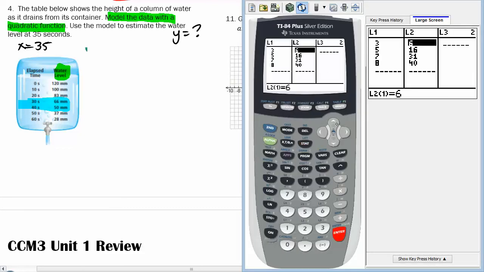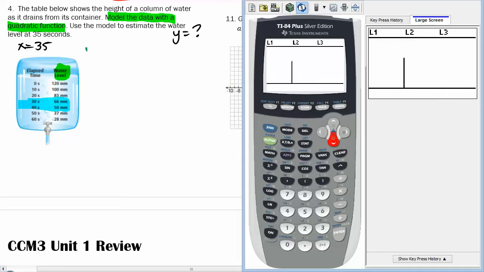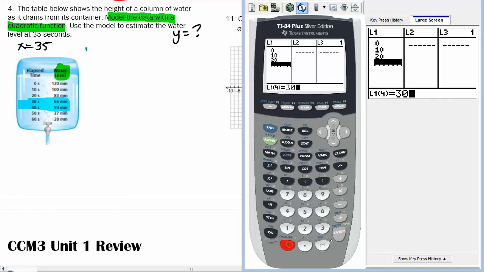Okay, so again, stat edit. Now to clear out your lists, you can move up to L1 and just hit clear and hit down or enter. L2, hit clear, down and enter. Okay, and then type these in: 0, 10, 20, 30, 40, 50, 60.